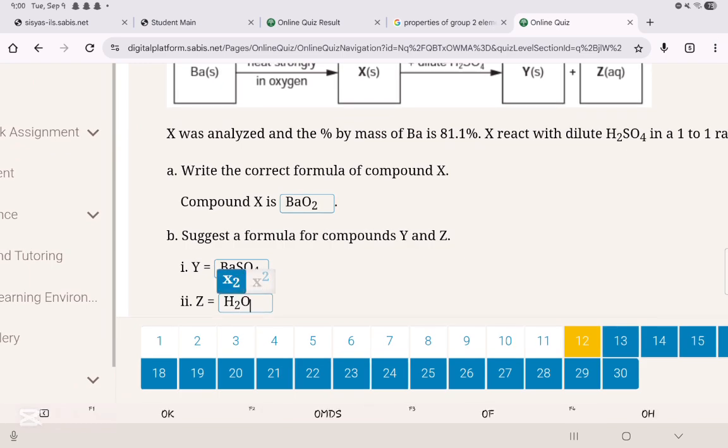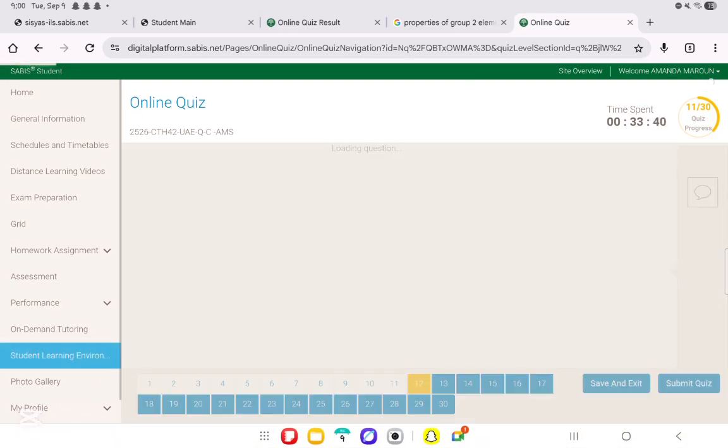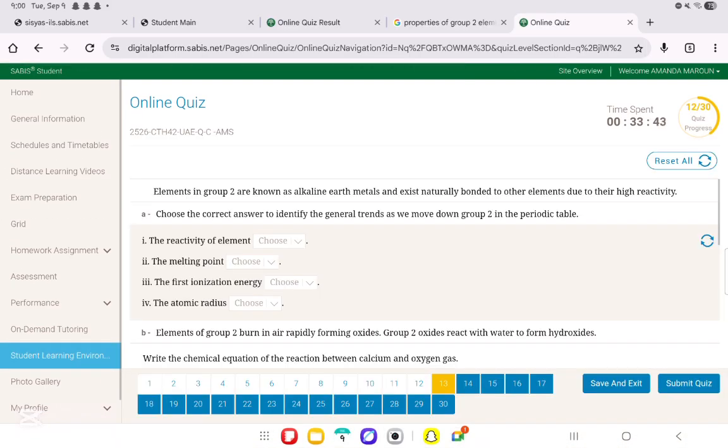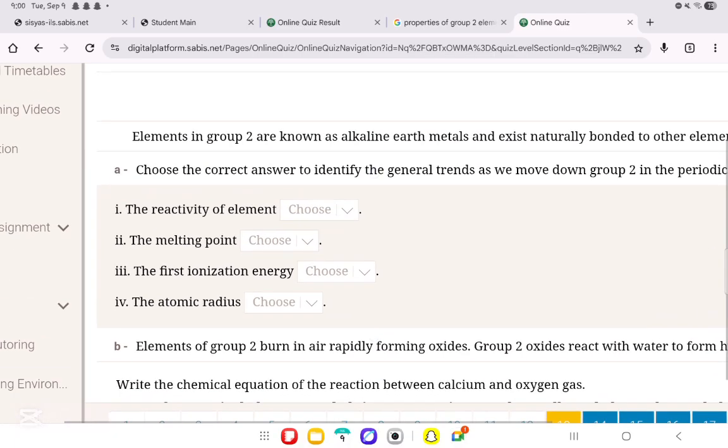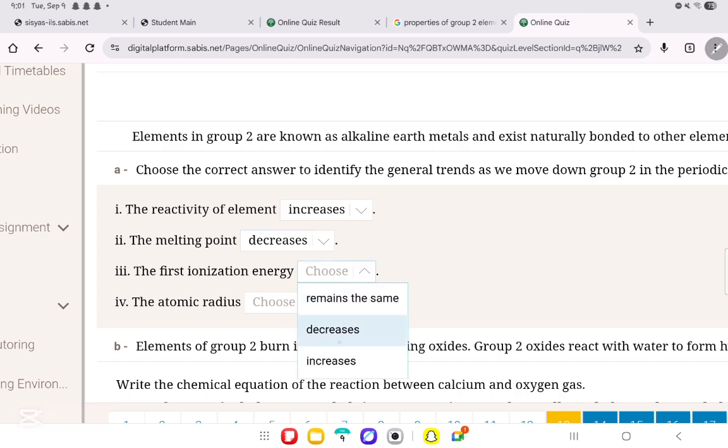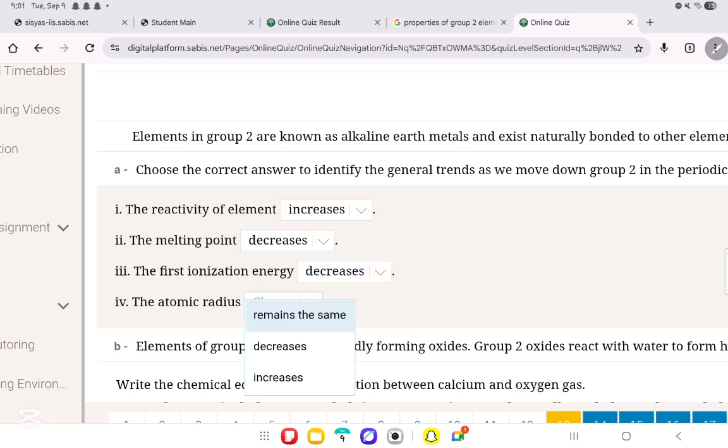H2O2. Perfect. Let's now move on to question number 13. What does it say in question number 13? Now, choose the correct answer to identify the general trends as we move down group 2 in the periodic table. As we move down group 2, the reactivity of the elements increases, the melting point decreases, the first ionization energy decreases, and the atomic radius increases.